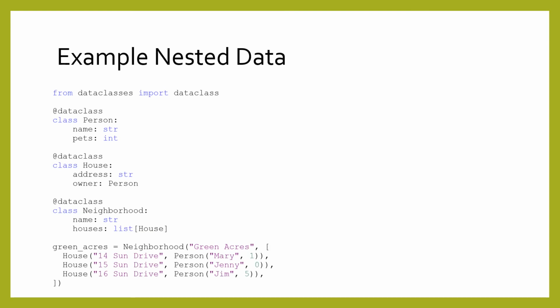Let us look at a concrete example. Shown here, we have 3 data classes, where 2 of the data classes have fields referencing other data classes. In fact, for the first level, the neighborhood data class's houses field is actually a list of the house data class. At the deepest point, there are 4 levels of nested data structure here.